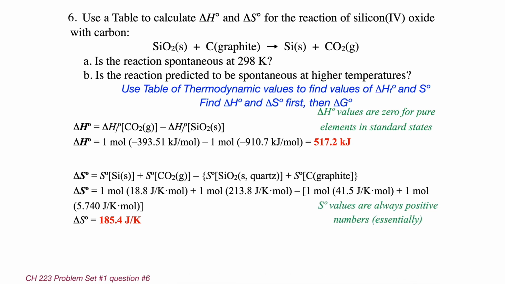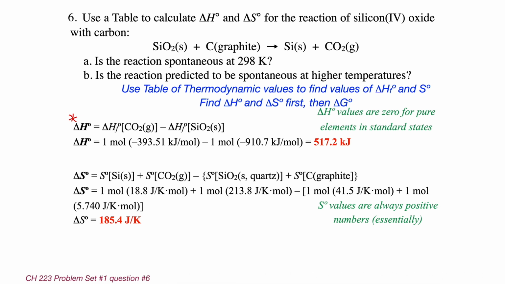So there's a lot of stuff on this page. Let's go through it one by one. The first part right here is finding delta H. It's delta H of products minus delta H of reactants. But you can see in that equation, it has CO2, but not silicon solid. And on the reactants, it has SiO2, but not graphite.